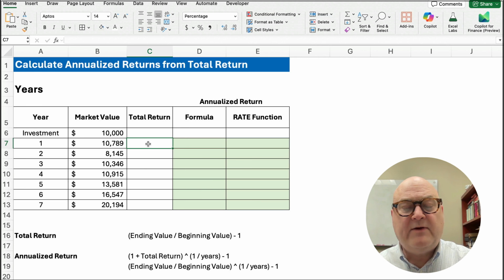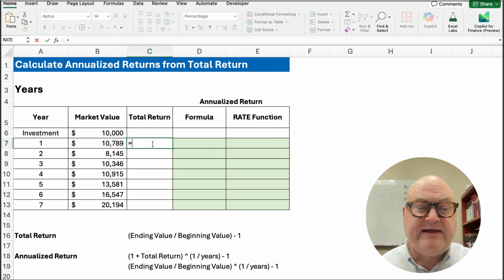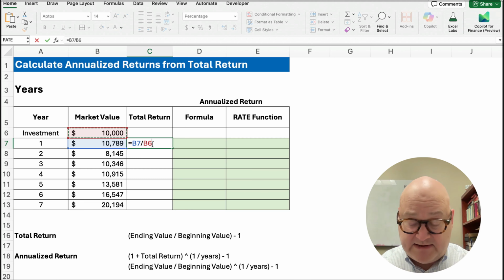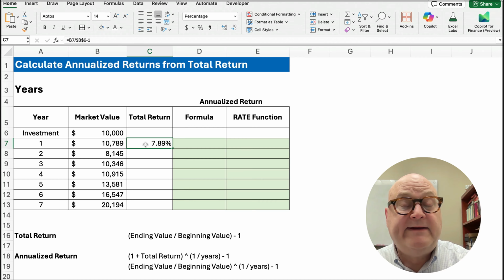Well, one thing we can do is calculate the total return just by taking the ending value divided by the beginning value minus 1. So let's take the ending value divided by the beginning value. Now we're going to divide this by the 10,000 every time. That's always going to be our beginning value. So I'm going to press F4 and make it absolute, so I'm always dividing by the 10,000. Then I'm going to subtract out the 1. And so our total return for year one is just going to be 7.89%.